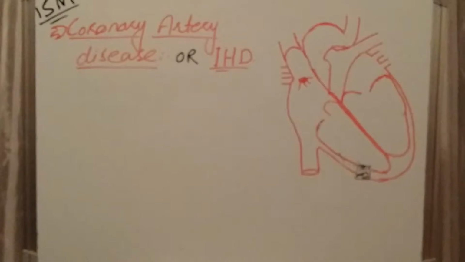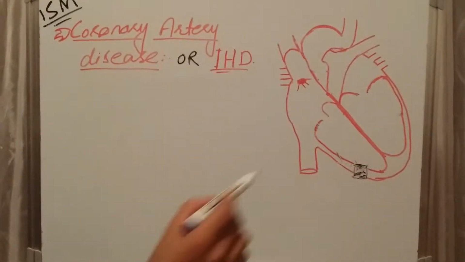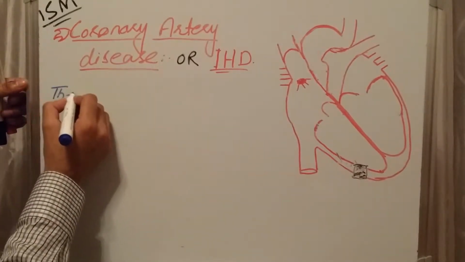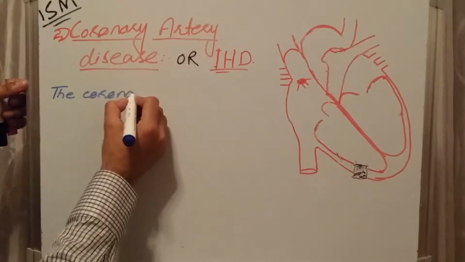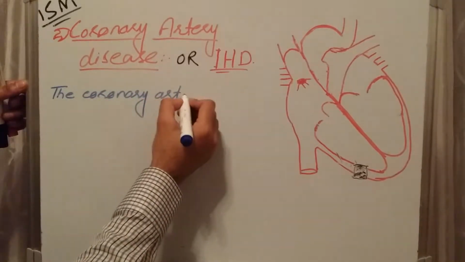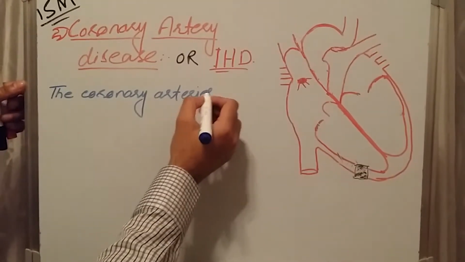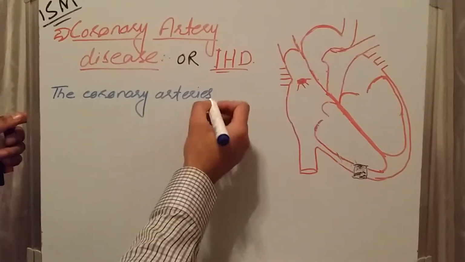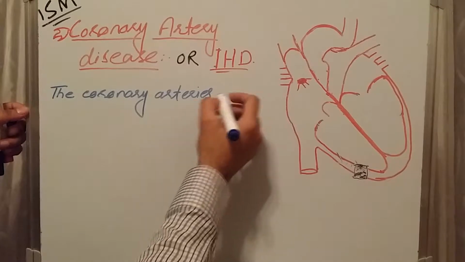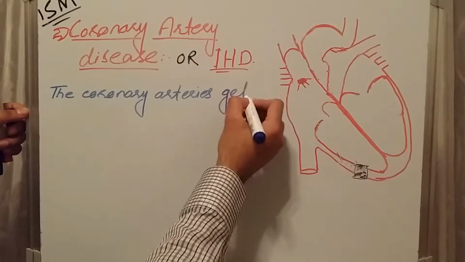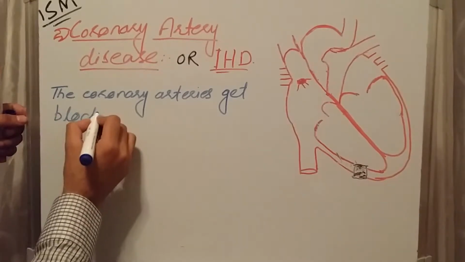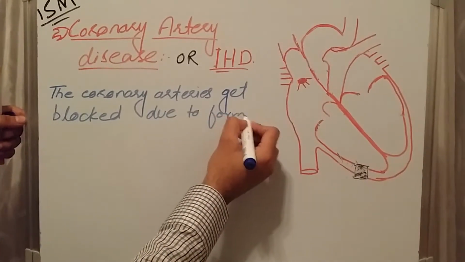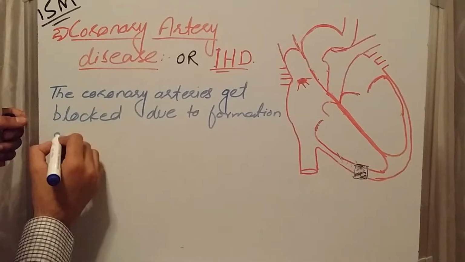What happens in this condition? The coronary arteries providing blood supply to the heart itself get blocked due to the formation of plaque.